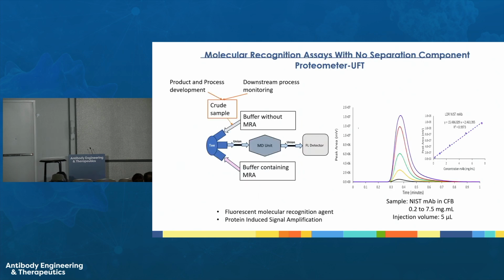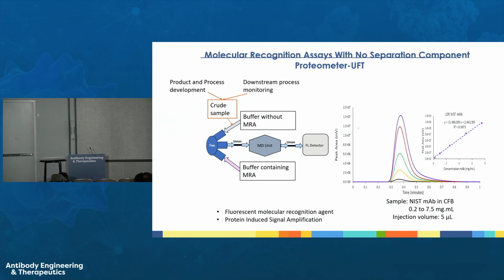For example, you can do homogeneous assays without sample purification. You can take a crude sample, either from product or process development or downstream process monitoring from a column, and inject it into a T in buffer without the molecular recognition agent, just as a carrier, and mix it with buffer containing the molecular recognition agent. And with the fluorescence reading, you will actually get curves like that. You can see that they're really fast. In 1 minute, you can determine the titer.